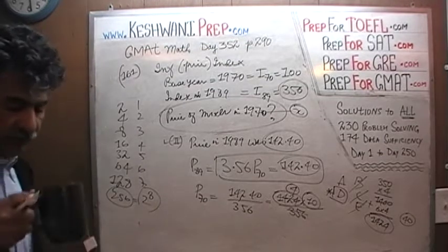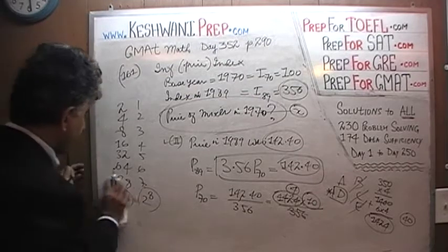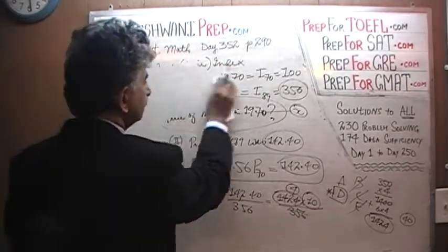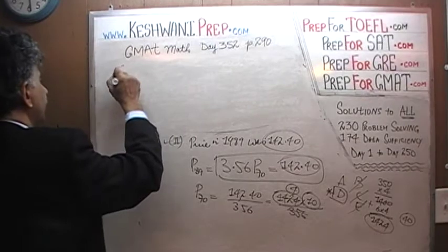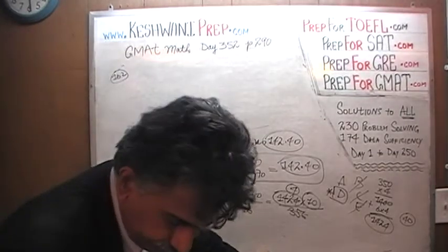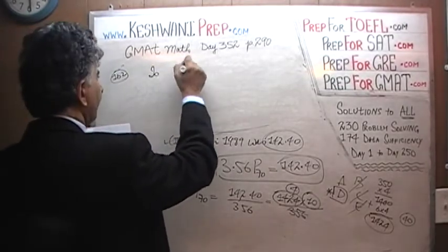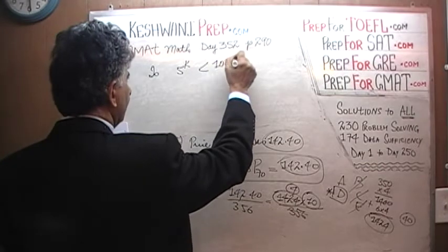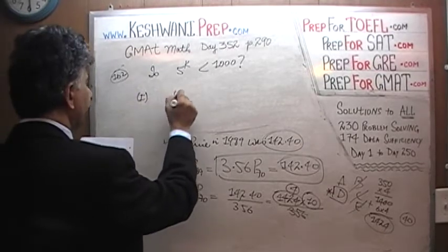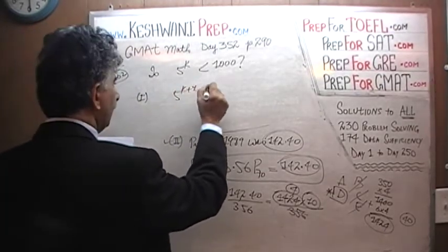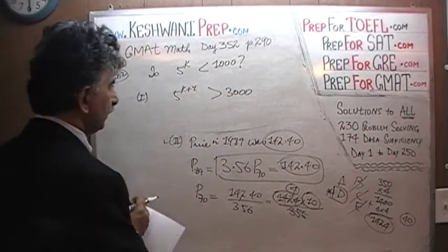Problem number 162. Problem 162 asks us, is 5 raised to k less than 1,000? That's all. Very simple, very straightforward question. Let's see what they tell us. In the first statement, they tell us that 5 raised to k plus 1 is more than 3,000. We know that 5 raised to k plus 1 is more than 3,000.